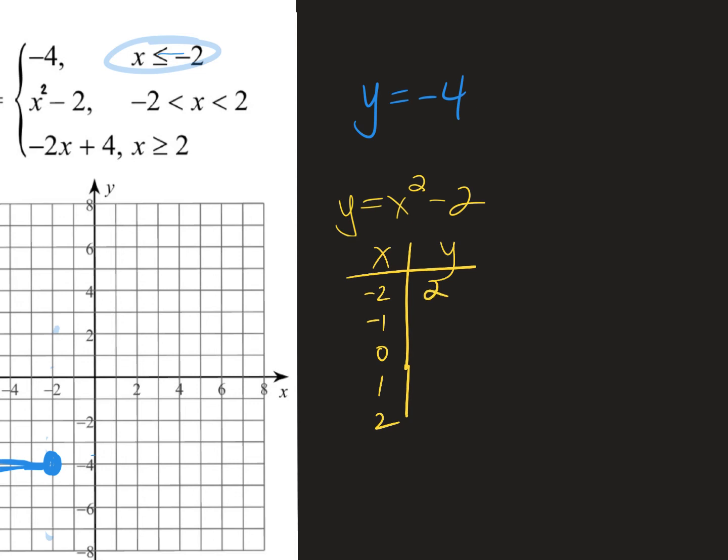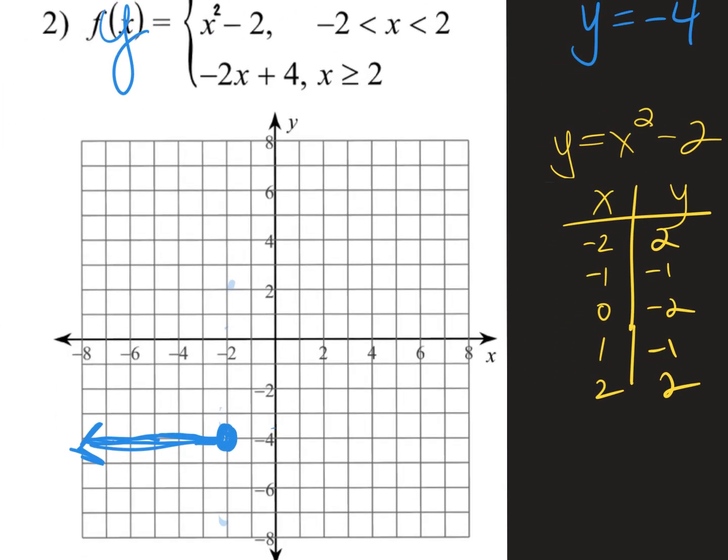Okay. Plug in negative 1. What's negative 1 squared? 1. 1 minus 2 is? Negative 1. What's 0 squared? Minus 2? Negative 2. What's 1 squared? Minus 2. And then 2 squared? Minus 2? 2. So when I plot these points, I have a point at 2, 2.